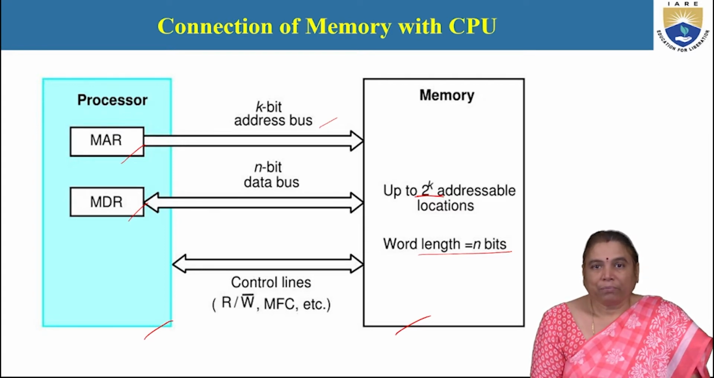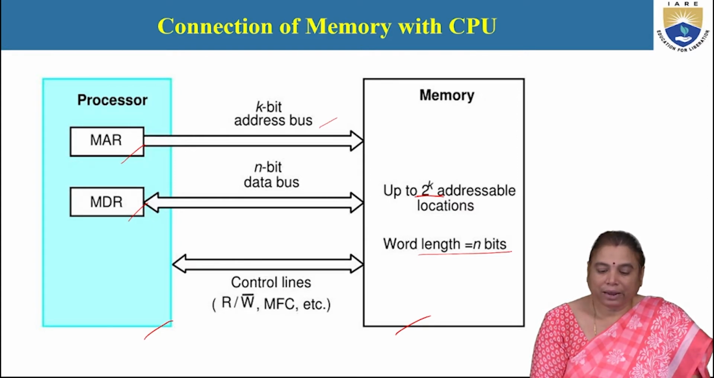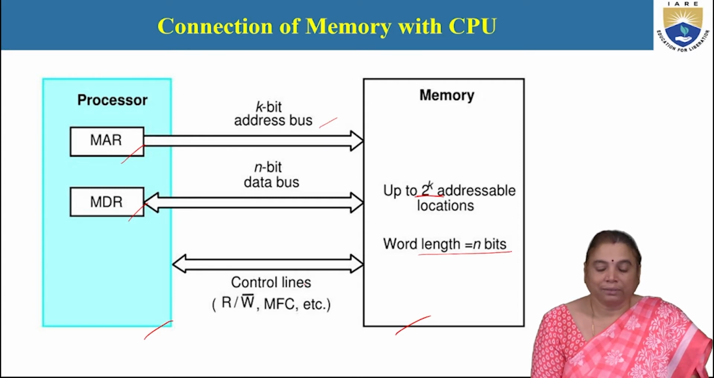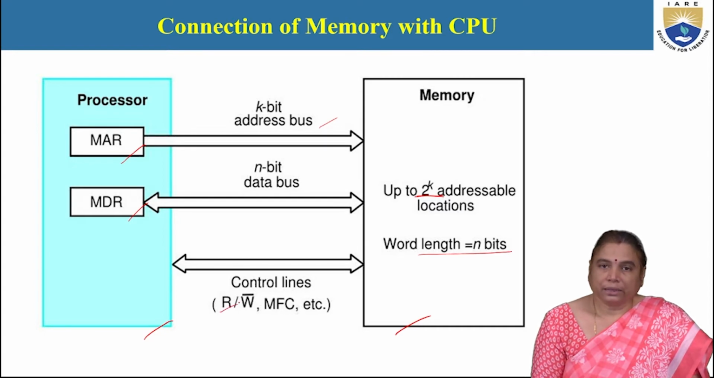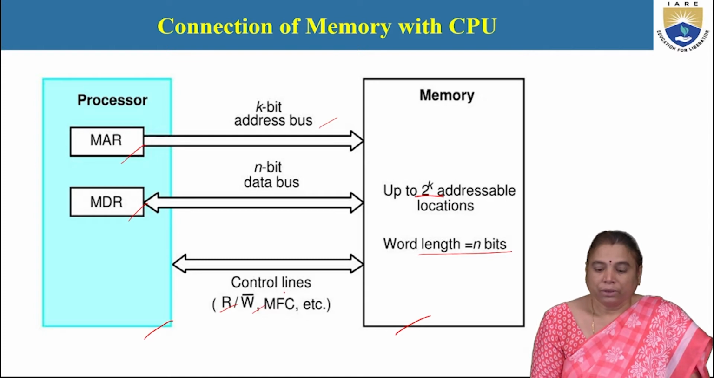Only two operations can be performed on the memory, either a read or a write operation. What operation is to be performed on the memory is decided with the help of control signals transmitted through the control lines. R indicates the read operation, W indicates the write operation. MFC is memory function complete. After completion of the read or write operation, the MFC signal is sent.